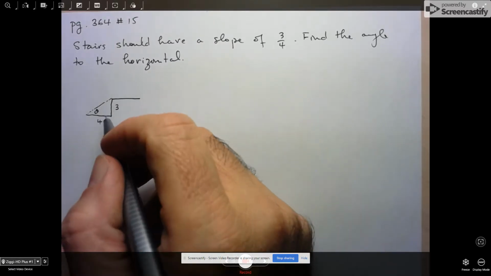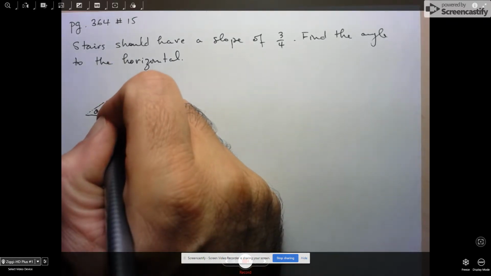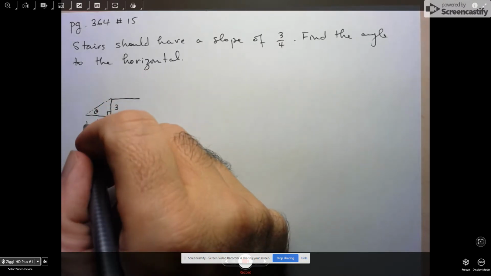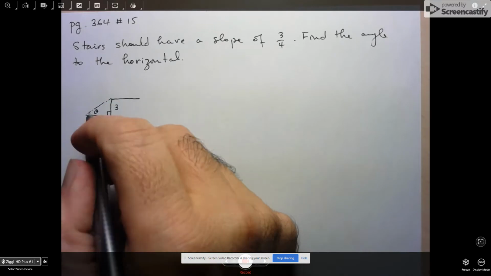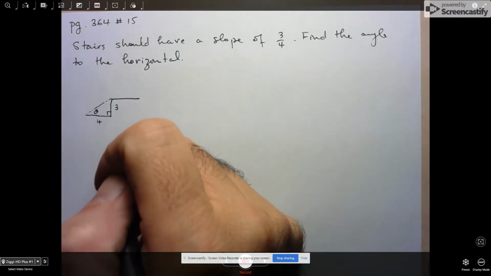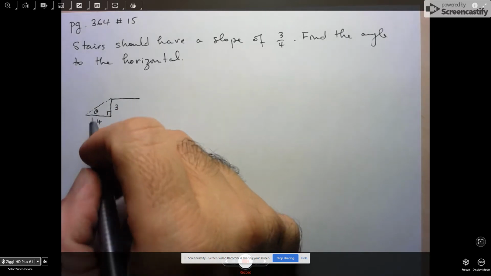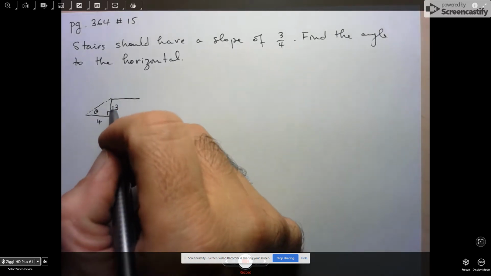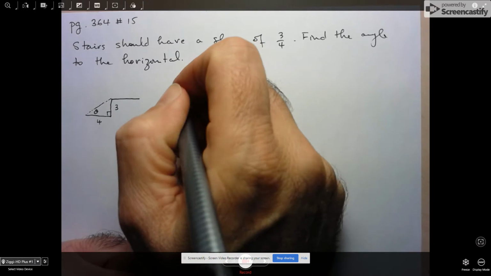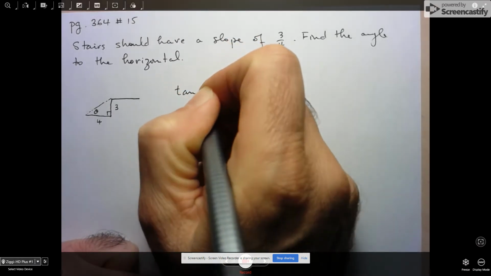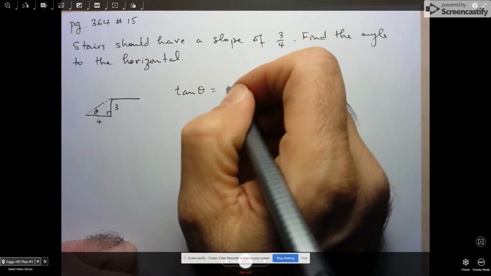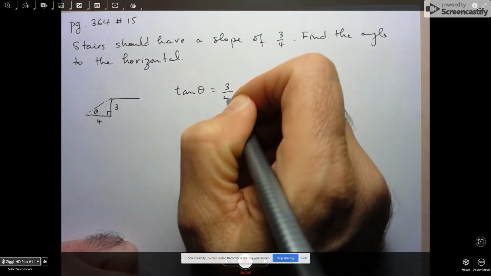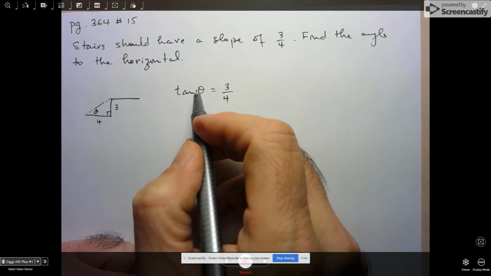So once we have this, an assumption we're making is that these stairs are going up and that there's this 90-degree angle here. So what we have is a right angle triangle. Now I'm looking for this angle, and I have information about the opposite and adjacent sides, so that's why I'm going to use tangent, because that's the one that brings together opposite and adjacent. So the opposite side is 3, the adjacent side is 4, and now I can solve for theta.